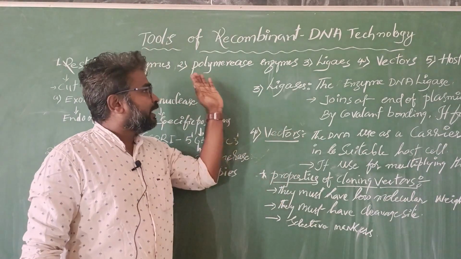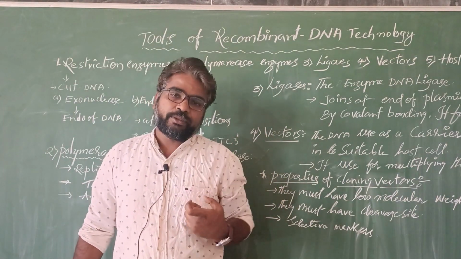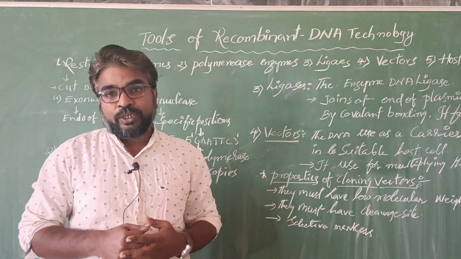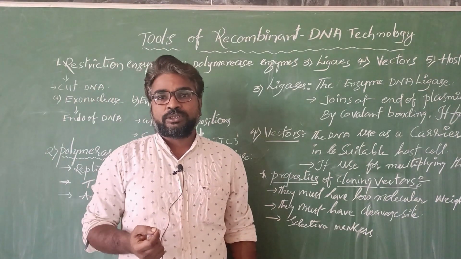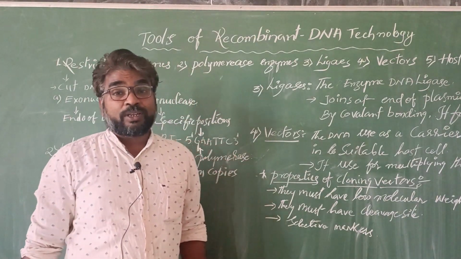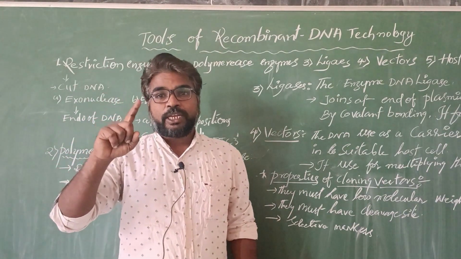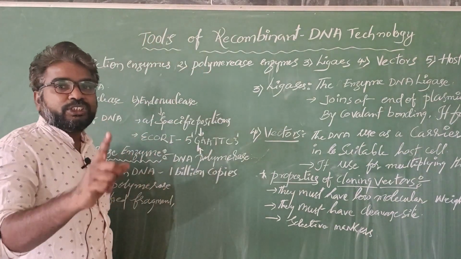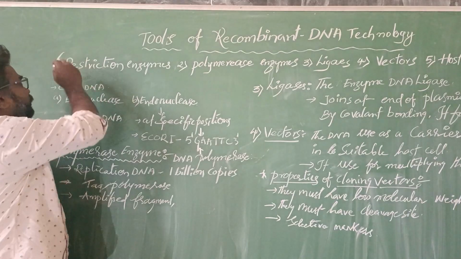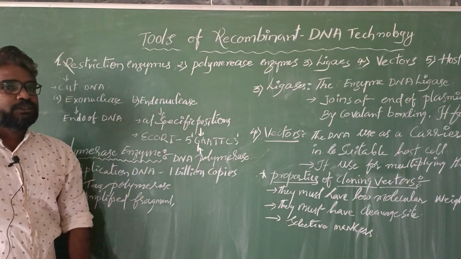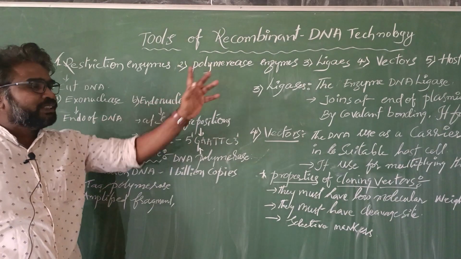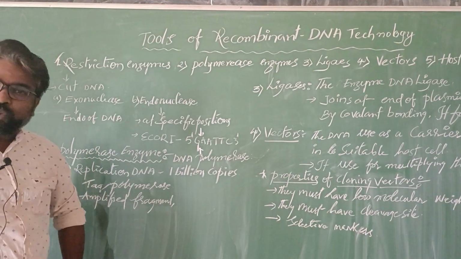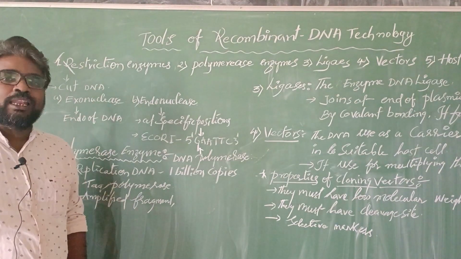For that, we have to cut the DNA. How do we cut it? We cannot see the DNA with our naked eye, so we use some enzymes. The first and foremost important enzyme is number one, restriction endonuclease. Number two, polymerase. Number three, ligase. Number four, vector. Number five, host organism or host cell.